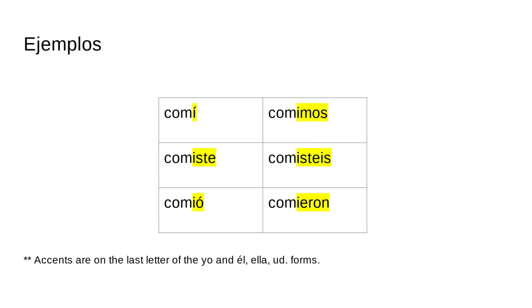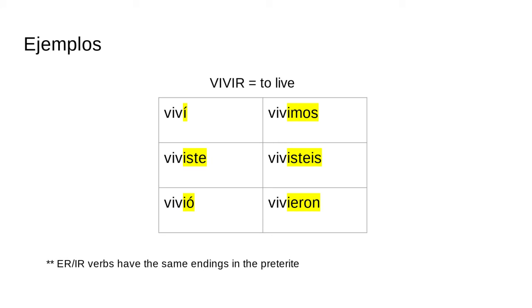The verb comer means to eat. The forms in the preterite are comí, comiste, comió, comimos, comisteis, and comieron. Note that the accents in this verb are also on the yo and él, ella, usted forms. Our final example verb is vivir, to live. The forms are viví, viviste, vivió, vivimos, vivisteis, and vivieron. Note that ER and IR verbs have the same endings in the preterite.